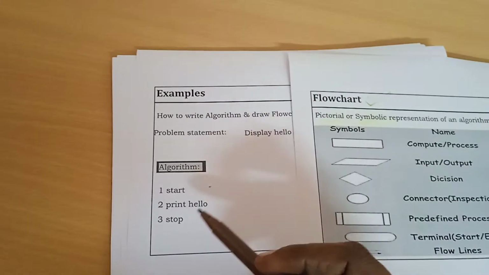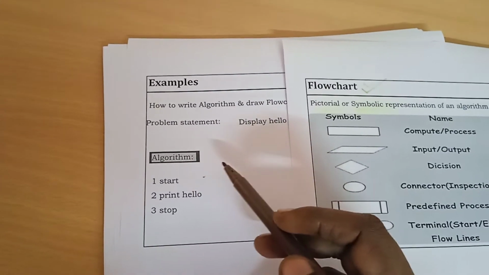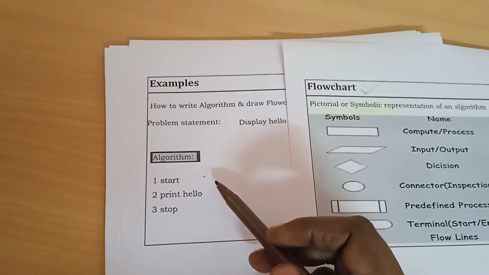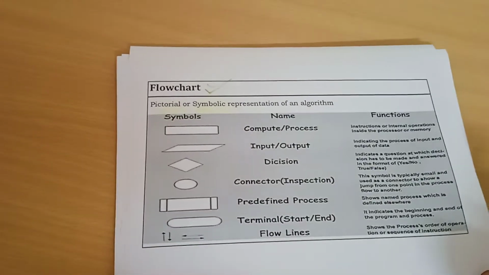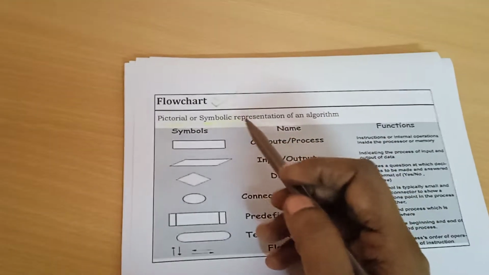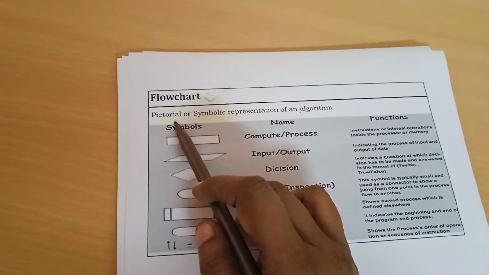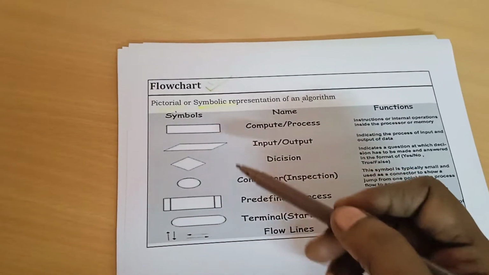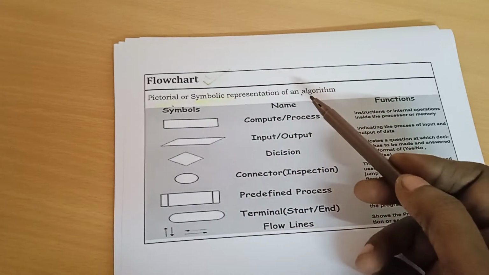Now if I wanted to represent this algorithm in pictorial representation or graphical representation, I should take the help of flowchart. So flowchart is made especially to represent the algorithm in pictorial representation. Now look at the symbols that are useful to make a pictorial representation of an algorithm.